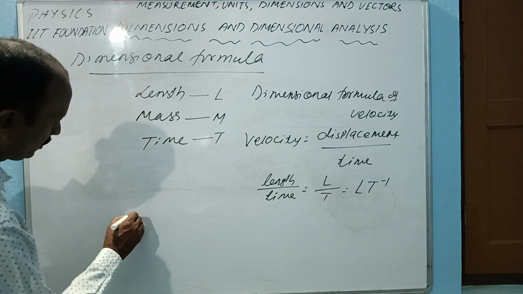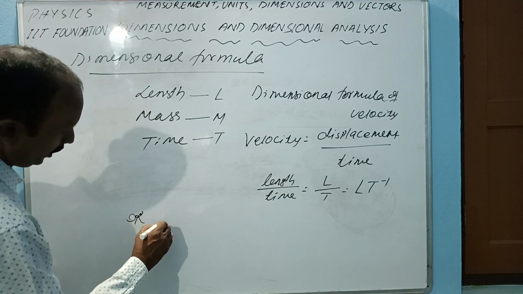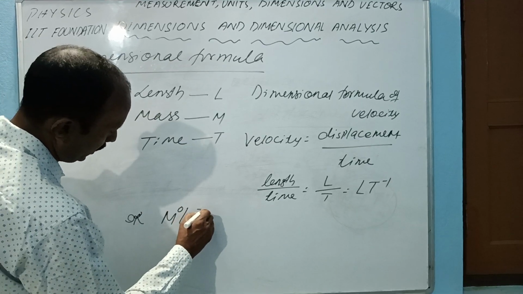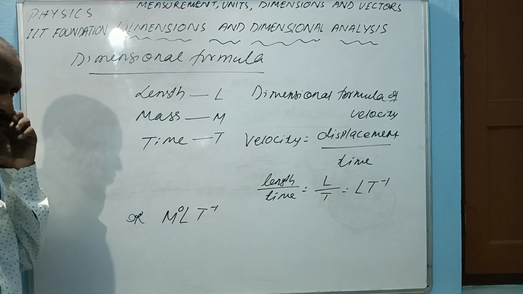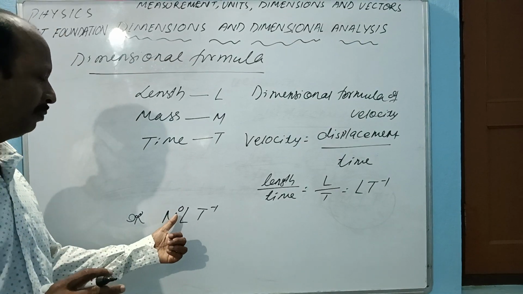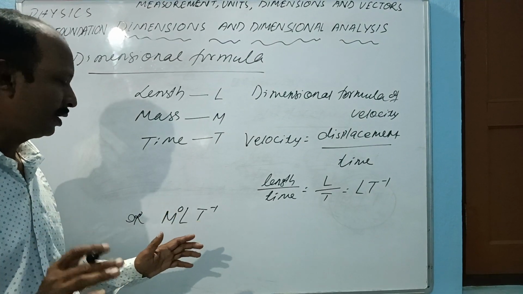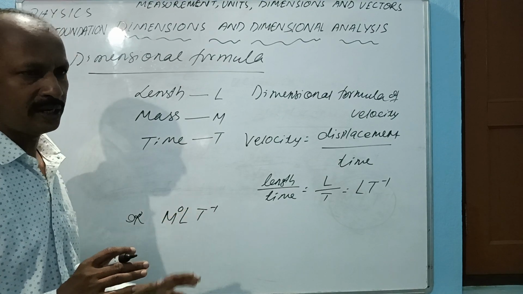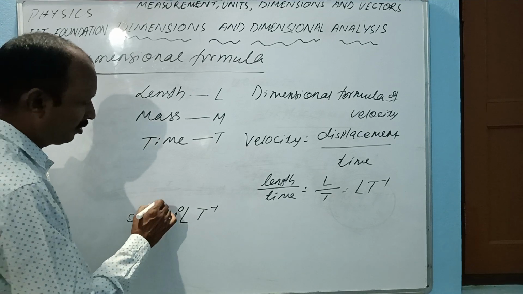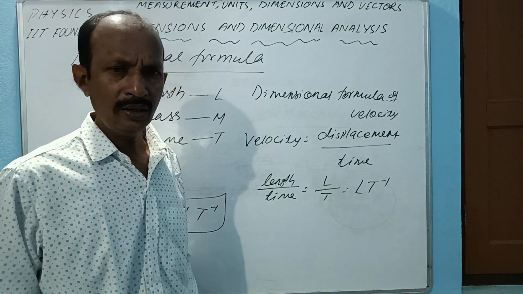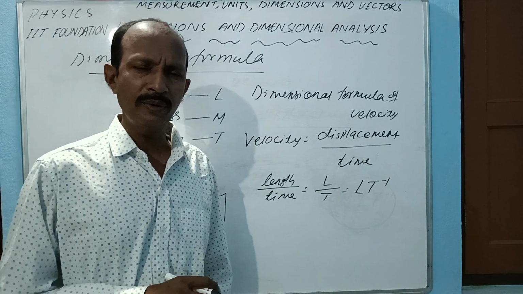Or we can write M to the power 0, L T to the power minus 1. L means L to the power 1. Here M to the power 0 means 1. L to the power 1 means L. T to the power minus 1. This is the dimensional formula for velocity. Then what is the dimensional formula?